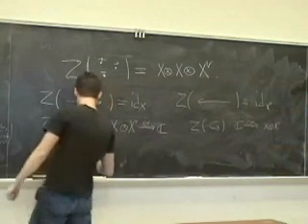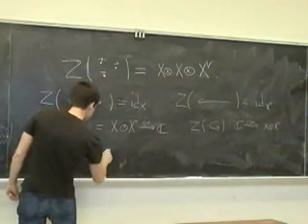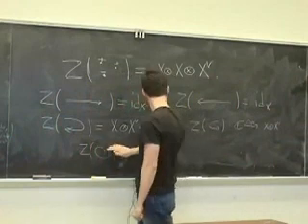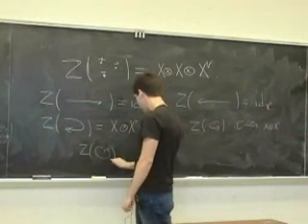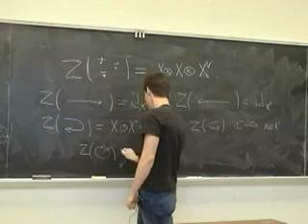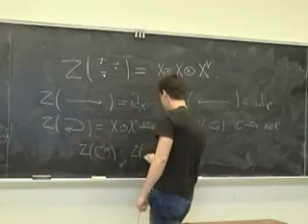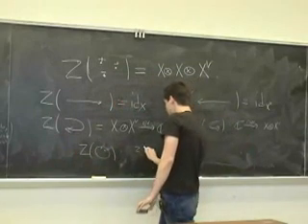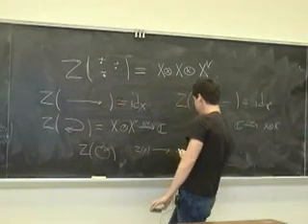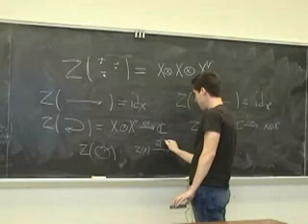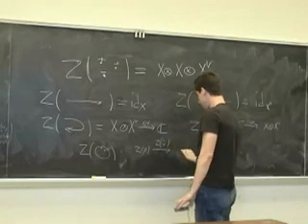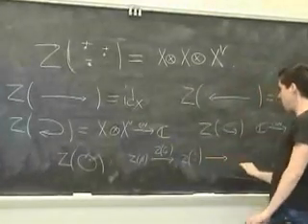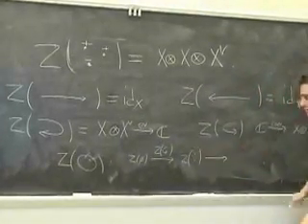That's a circle. And what does Z do on a circle? Well, to figure that out, it's convenient to break a circle up into 2 parts. Z of a circle can be written as a composition of what Z does on 2 halves of the circle.